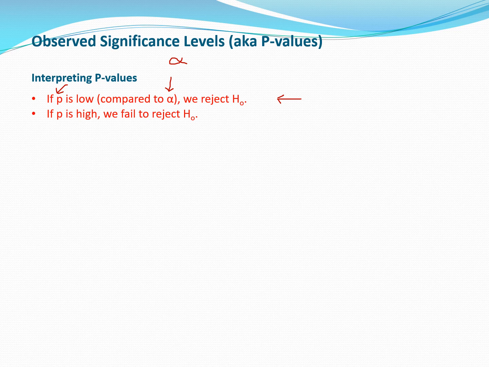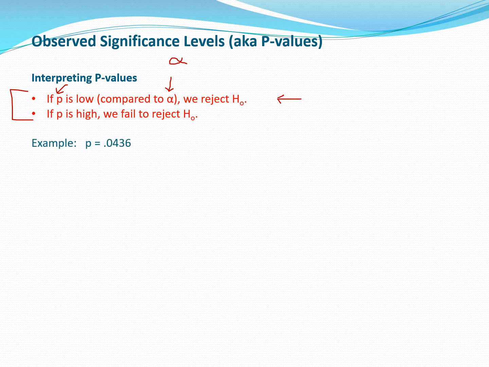When P is high, I've been trying to come up with another saying. When P is high, let it fly. It doesn't make any sense. It doesn't work. When P is low, reject the H-O. When P is high, we fail to reject the H-O. That's it. It's simple. This works for every hypothesis test you're ever going to run into. It's a beautiful little way of remembering how to interpret p-values.